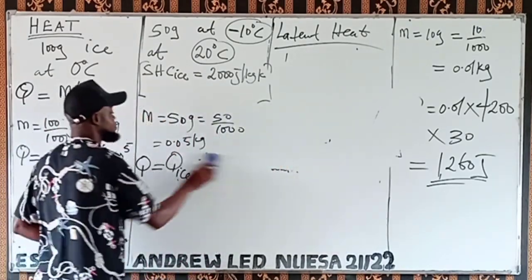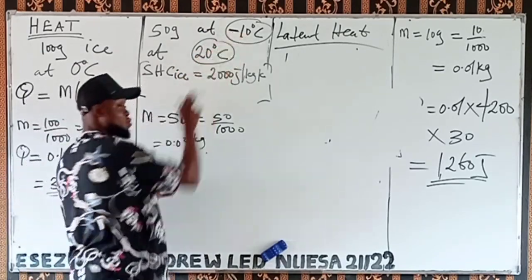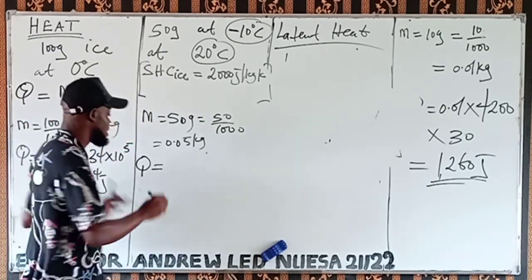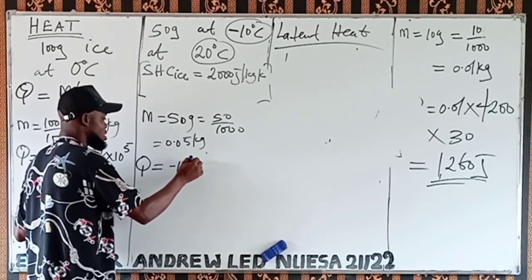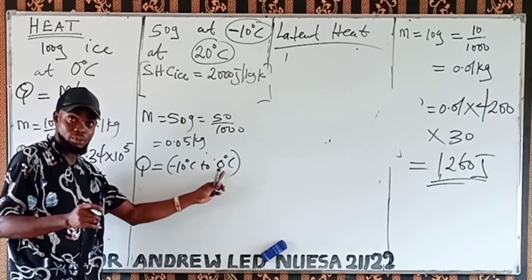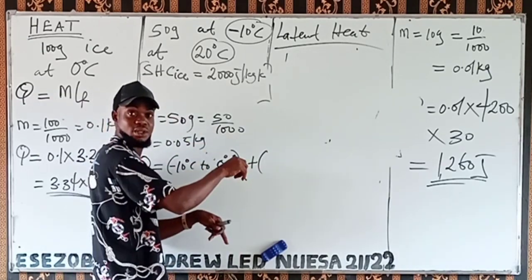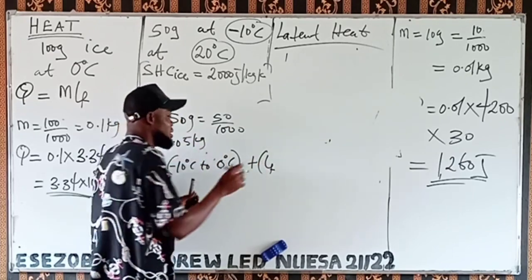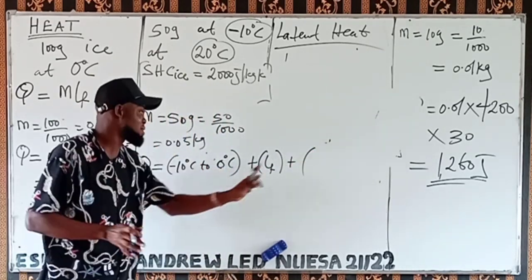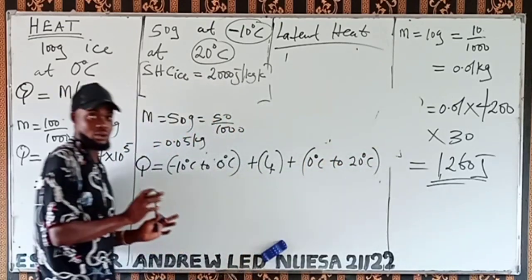So look at what I'm saying. I'm going to calculate the quantity of heat required to raise the temperature of ice from minus 10 to 0. That's the first thing I'm going to do, the heat that will do this job. Then plus the heat that will melt the ice at 0 degrees Celsius, that is the latent heat of fusion. Then plus the heat that will move the liquid, now melted by the latent heat of fusion, from 0 degrees Celsius to 20 degrees Celsius. That's what I'm going to do.